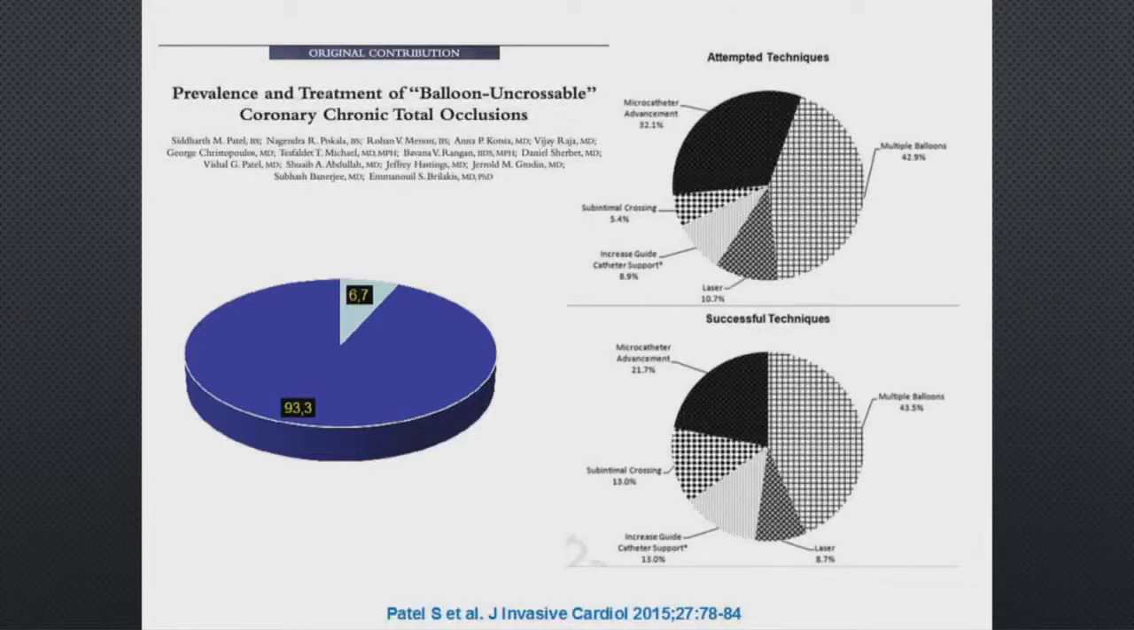And if you look at this paper by Patel et al., the way they could successfully cross a balloon uncrossable lesion was, in 43.5% of the cases, they were able to cross with just balloon techniques. In 13%, they were able to cross with increased guide support techniques. Only 13% needed subintimal crossing, 21% needed a microcatheter advancement, and laser was used in 8.7%.